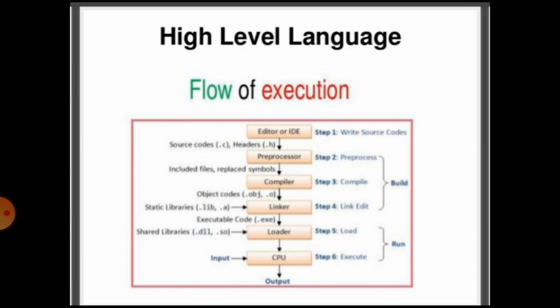How high level languages work means we need to know the flow of execution. First, we need to write the code, that is our source code. The source code goes to the preprocessor. After that it goes to the compiler, then the linker, then the loader. After that it comes to the CPU.